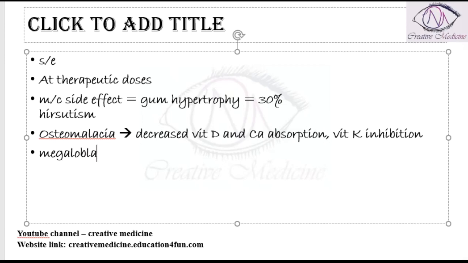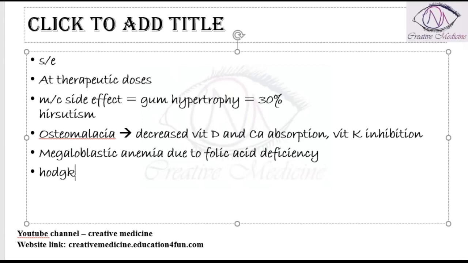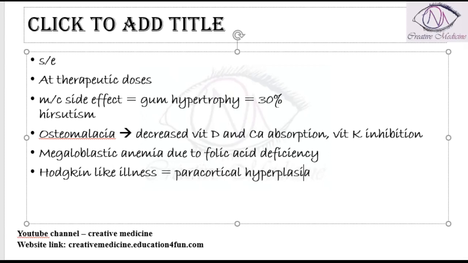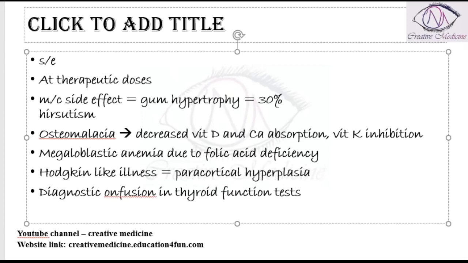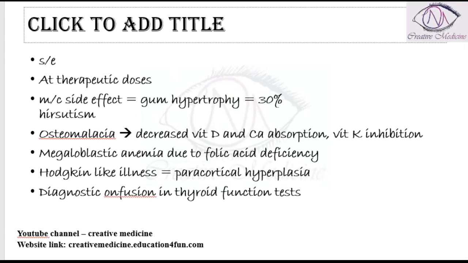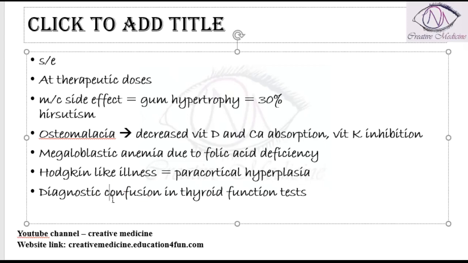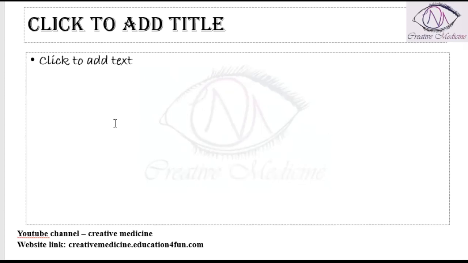It also causes megaloblastic anemia, mainly due to folic acid deficiency. Then a Hodgkin's like illness can be seen in these patients, called paracortical hyperplasia. Diagnostic confusion in thyroid function tests has also been reported if the patient is taking phenytoin.